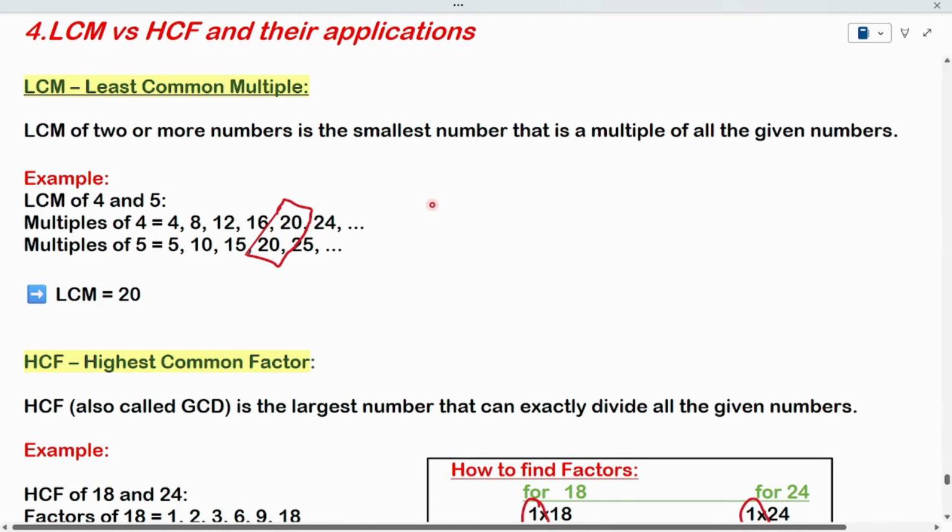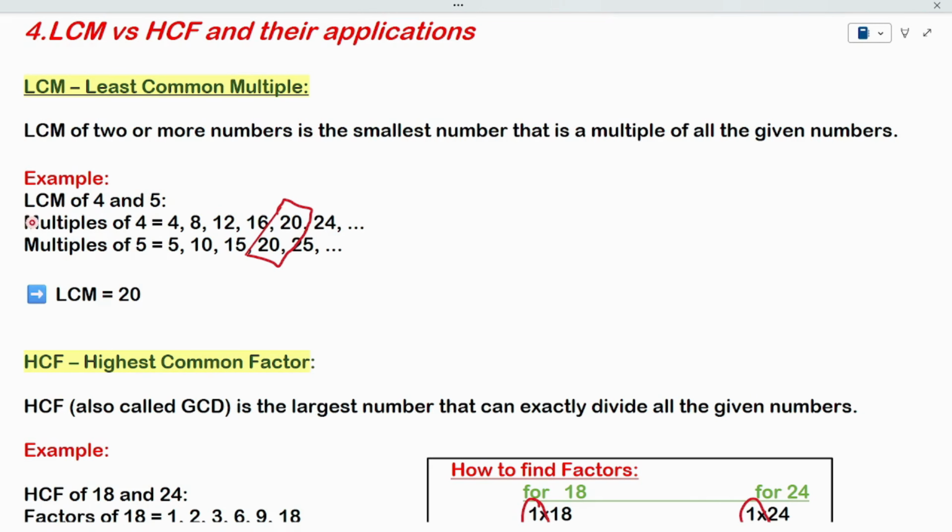LCM versus HCF and their applications. So what is LCM and what is HCF and their application in practical life? Simply, LCM is the least common multiple. The LCM of 2 or more numbers is the smallest number that is a multiple of all the given numbers.